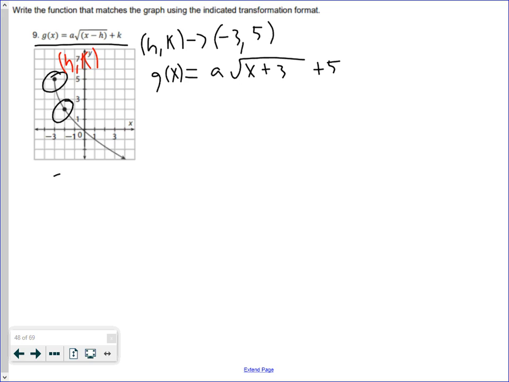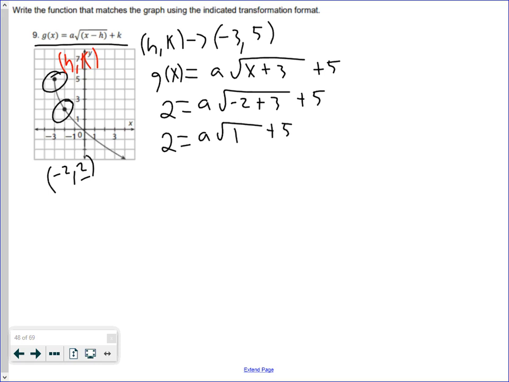So it's -2, +2. So our y value is 2. So 2 equals some a term we don't know, times the square root of our x value of -2, plus 3, plus 5. So we're going to work this out for a. 2 equals a times the square root of 1, plus 5. Minus the 5 over: -3 equals a. Square root of 1 is just 1, so our a is -3. So we plug that back into our function. So this function is g of x equals -3 times the square root of x plus 3, plus 5.